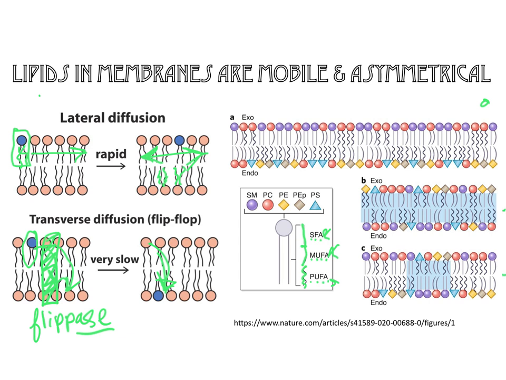So if you look at each of these three different membranes, it's a mixture. It's just a diagram that it's a mixture. And then each of the head groups has a different kind of coloring. The purple is sphingomyelin. The red one is phosphatidylcholine. This one is phosphatidylethanolamine. This is phosphatidylethanolamine with an extra phosphate. And then this one is phosphatidylserine. Okay, so what am I trying to describe here?